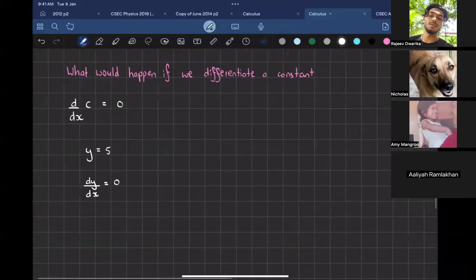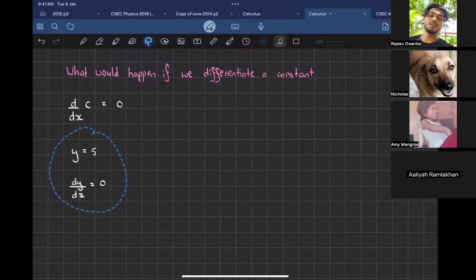And remind me, guys, if the first derivative is zero, it means that the what is zero? What does the first derivative mean? The gradient. Right. The first derivative means the gradient.